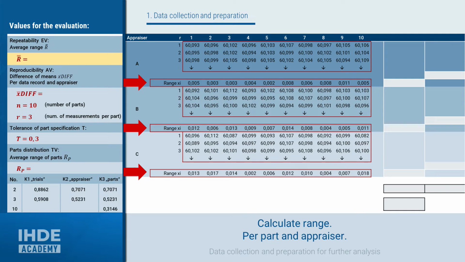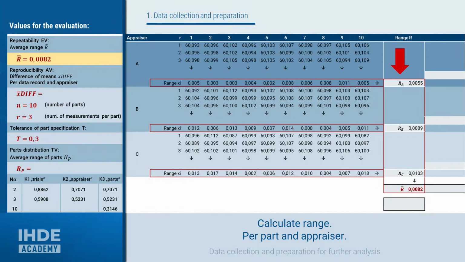First, the range is calculated for each part, which resulted from the 3 measurements on the same characteristic. For example, this is 0.005 for the first part for appraiser A, 0.012 for appraiser B, and 0.013 for appraiser C.